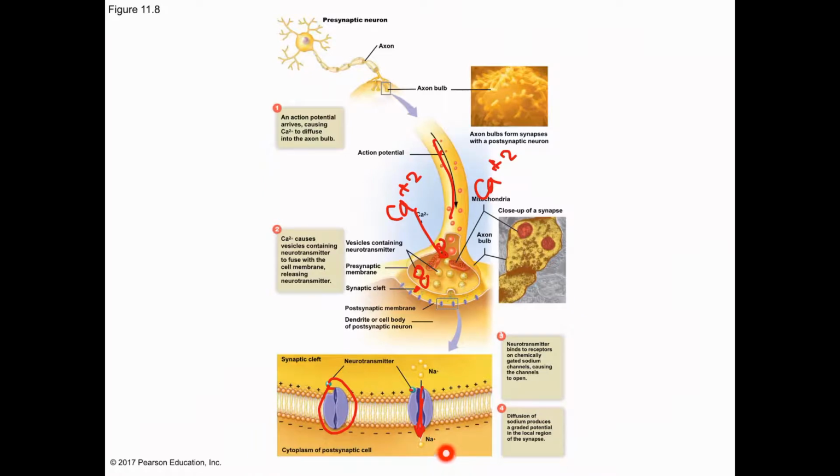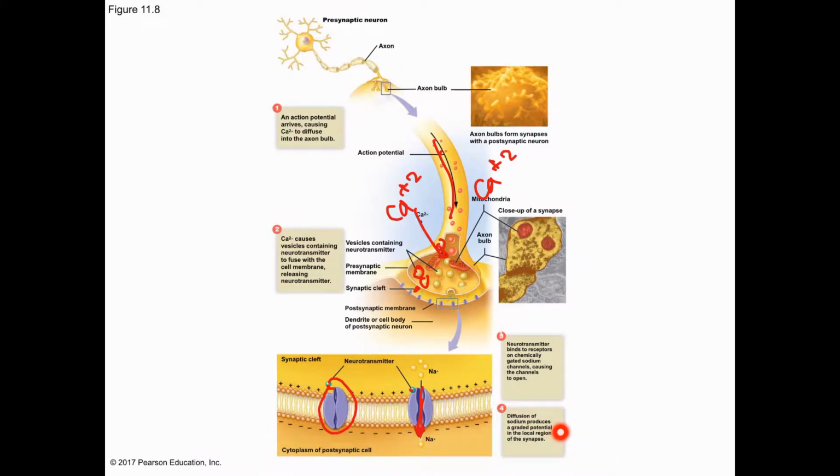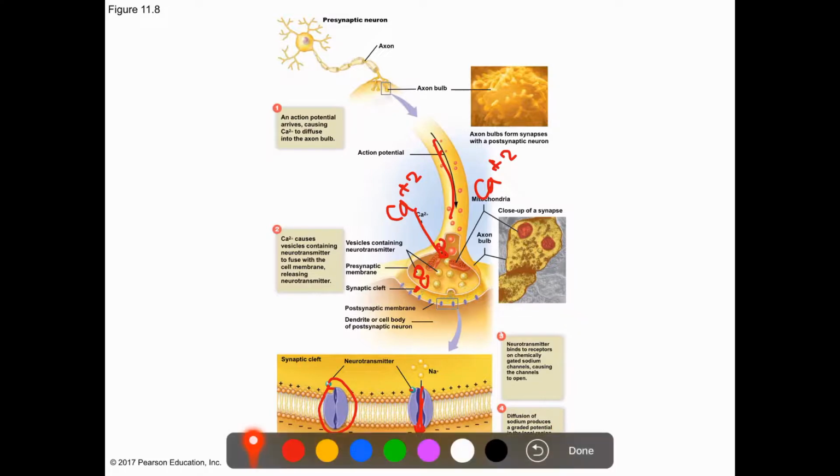Remember that the sodium outside the target cell, this could be another neuron, could be a gland, could be a muscle, is higher in concentration compared to inside. So once the gate is open, sodium would rush in, and once sodium is in, it will cause the graded potential, if you remember the graded potential that we talked about earlier. So these are the 4 steps summarizing the events happening at the neurojunction or at the synapse.